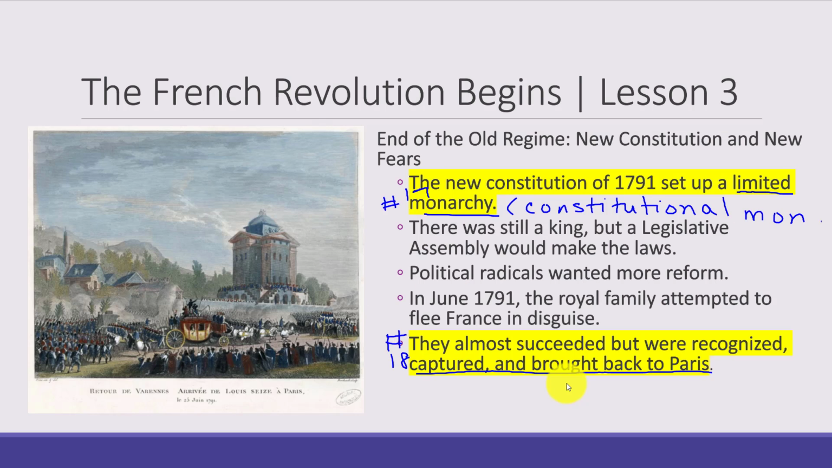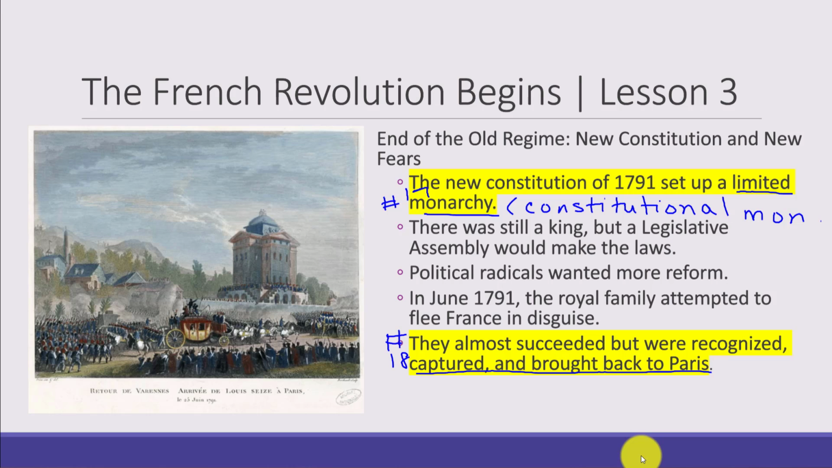All right, so this is 17. Okay, so again, they set up a constitutional monarchy, but with political radicals that came up, they did not want a constitutional monarchy. They wanted more reform. So if you remember what a constitutional monarchy is, there is a king or a queen, and then you have an assembly or a legislative body that would make the laws. They did not want that. They wanted more reform. They wanted to get rid of the king and queen altogether.